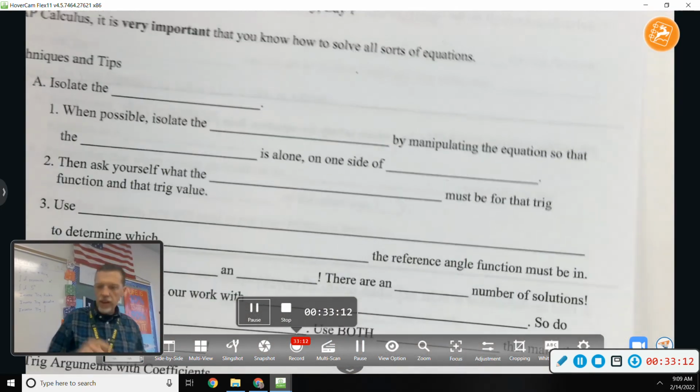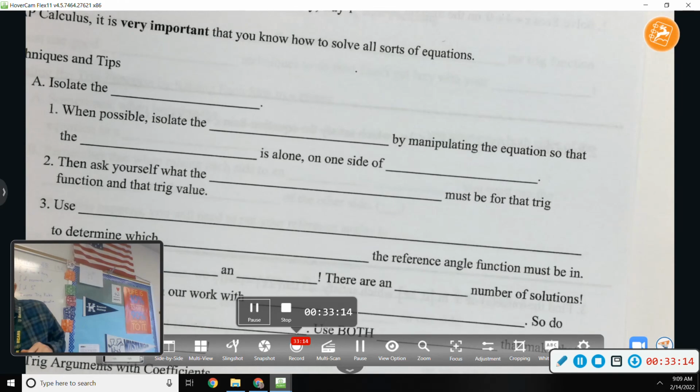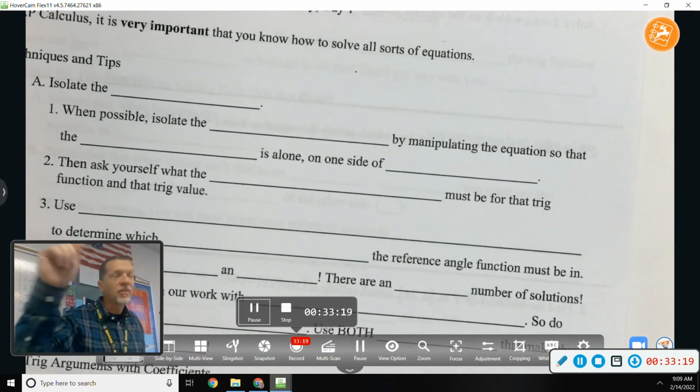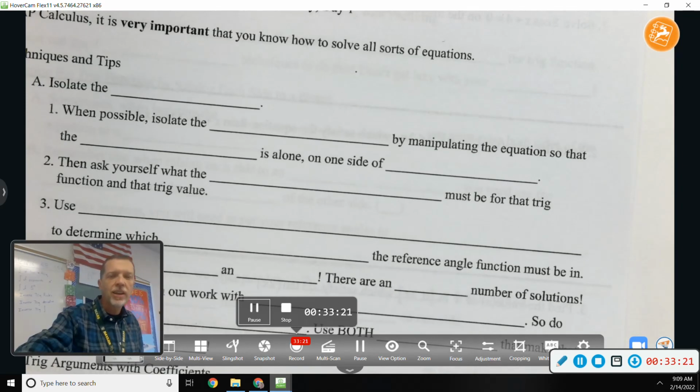Today's assignment, I need to pass out the worksheet, is worksheet 1, and it's very calculator heavy. So it's not difficult, but it's definitely calculator heavy to get you used to working with the calculator.